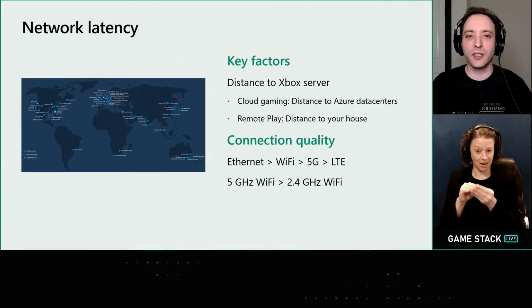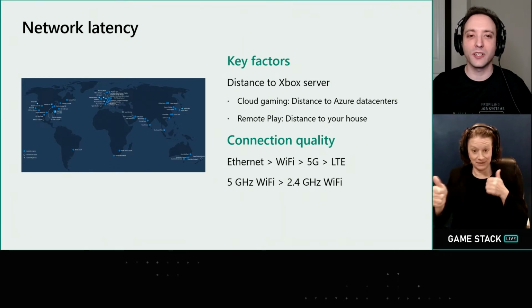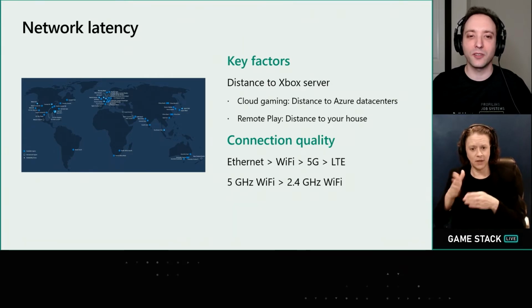So when we're talking about network latency, what are the key factors? Well, the biggest one is the distance between you and the Xbox running the game. For cloud gaming, we optimize the distance to Xbox servers by locating them in Azure data centers around the world and automatically pairing players with the closest servers. When you're running remote play, of course, we can't control that. It's the distance between you and your house. Another important factor is your endpoint connection quality. We think Ethernet is better than Wi-Fi, is better than 5G, is better than LTE. And we've also found that 5 gigahertz Wi-Fi can be a whole lot better than 2.4 gigahertz Wi-Fi.